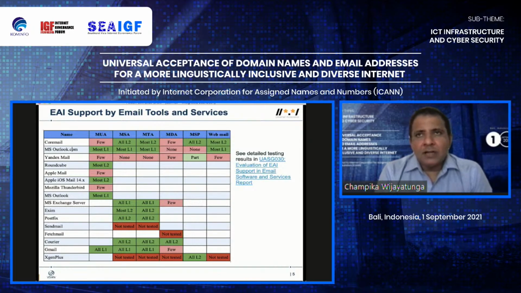Now, by the way, this study was carried out by the Universal Acceptance Steering Group, and this is all published on the UASG website as a white paper, which is listed over here. In fact, very recently there have been some further updates to this. Some more tools and some software were added as well. So I would recommend you go to the UASG website and see the white paper for the latest figures as well. Next slide.